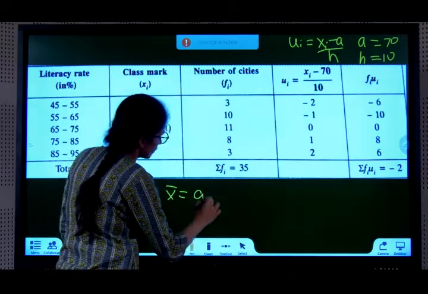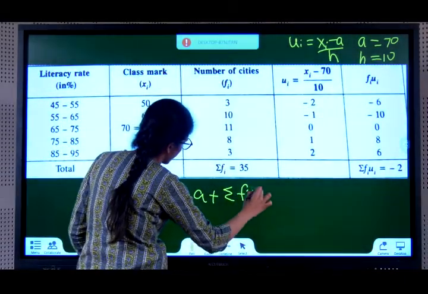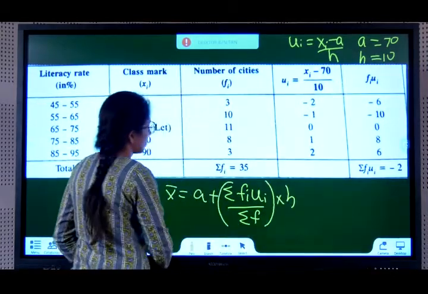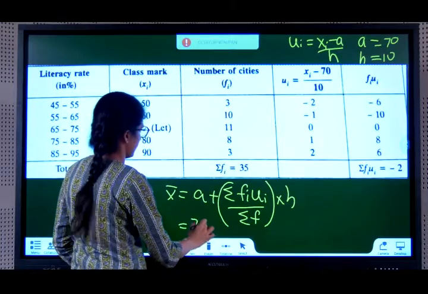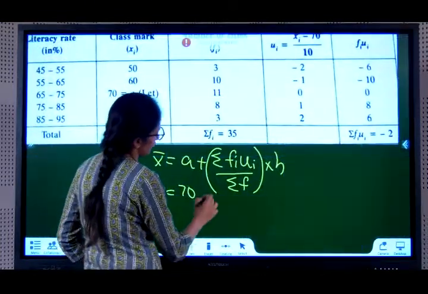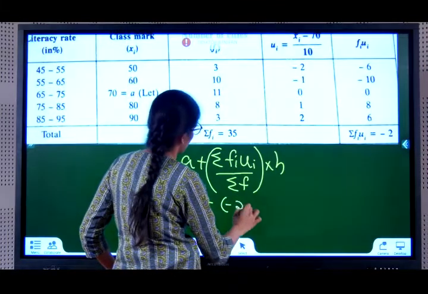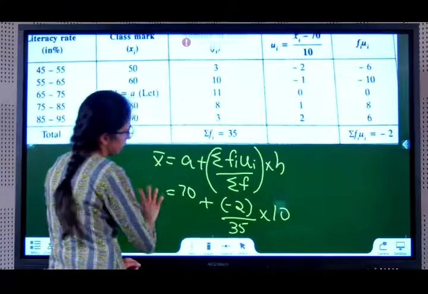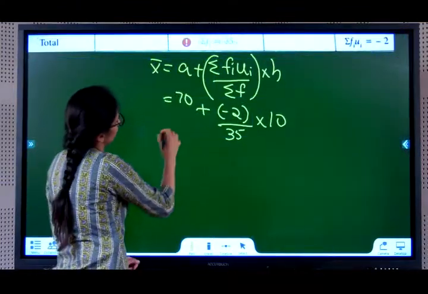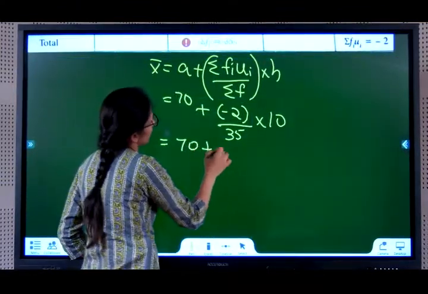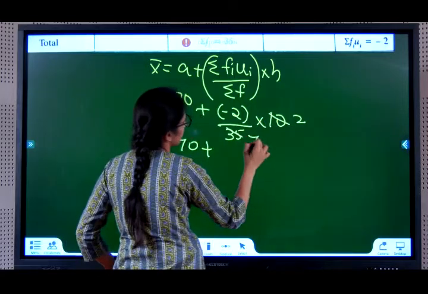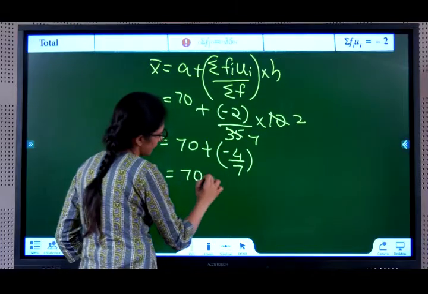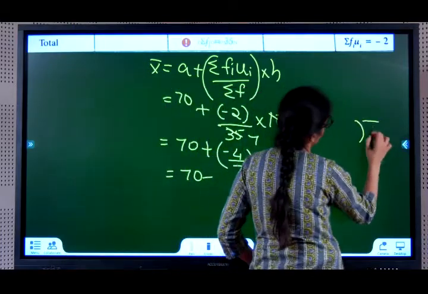Substitute x bar is equal to a plus summation fi ui by summation f into h. Now what is the a? 70. Summation fi ui minus 2. Summation f 35. H 10. Solve this. 5 2s are 10, 5 7s are 35. So minus 4 by 7. 70 minus 4 by 7.